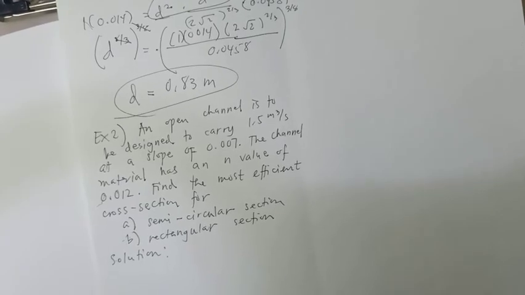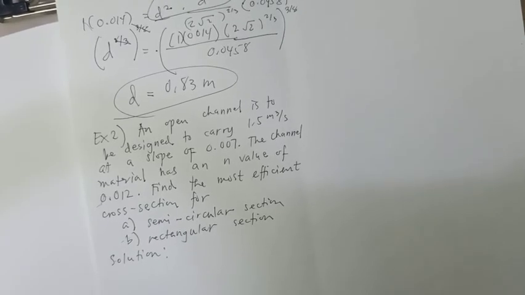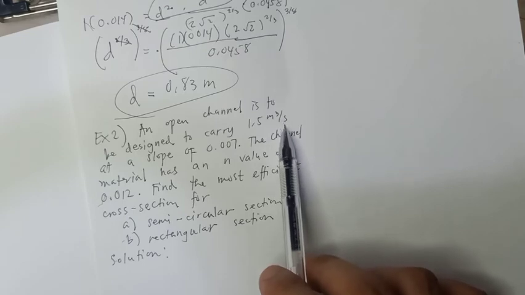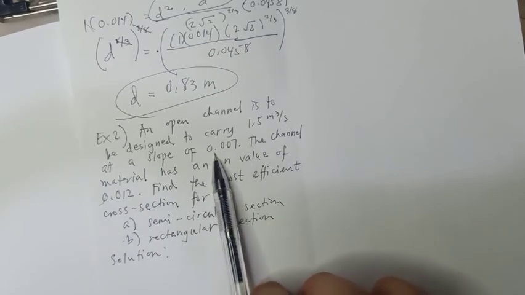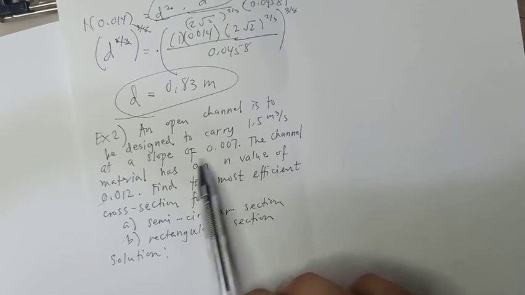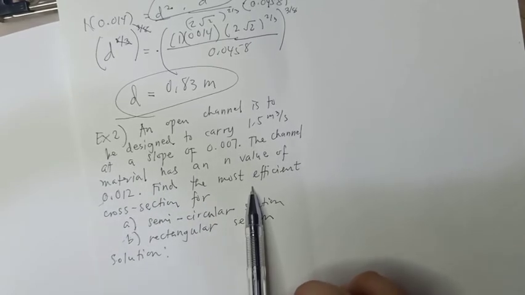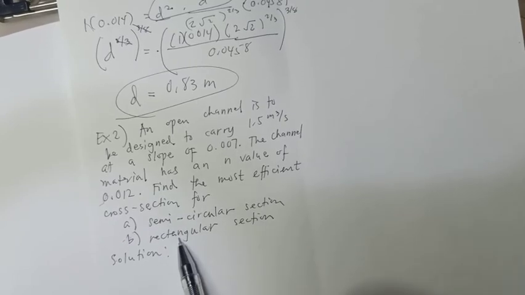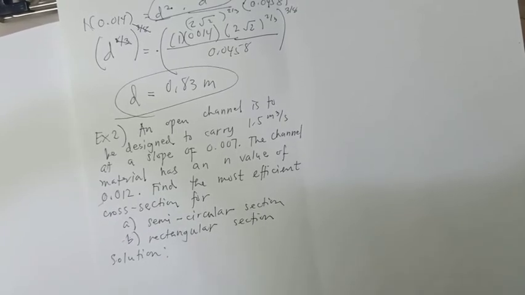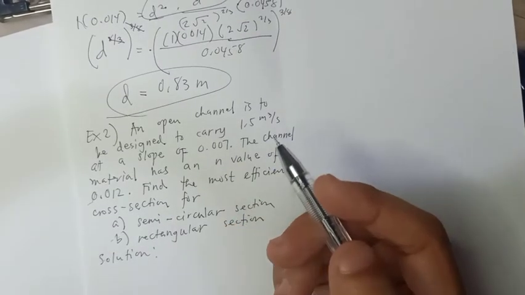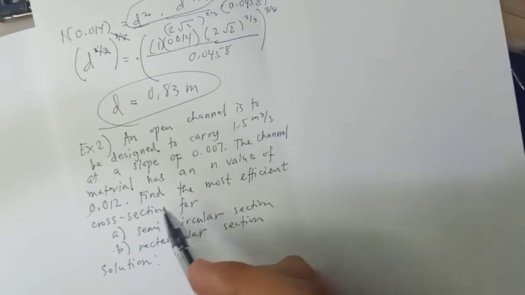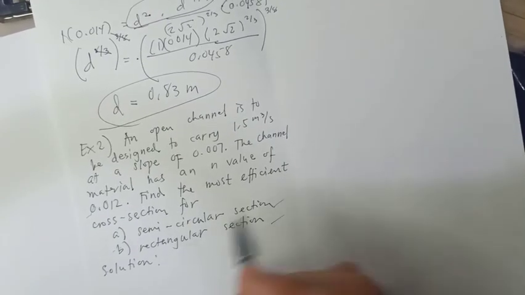The second problem is an open channel to be designed to carry 1.5 cubic meters per second at a slope of 0.007. The channel material has an n value of 0.012. Find the most efficient cross-section for a semicircular section and a rectangular section. As you have noticed, it has a roughness coefficient, so we will be using Manning's formula.